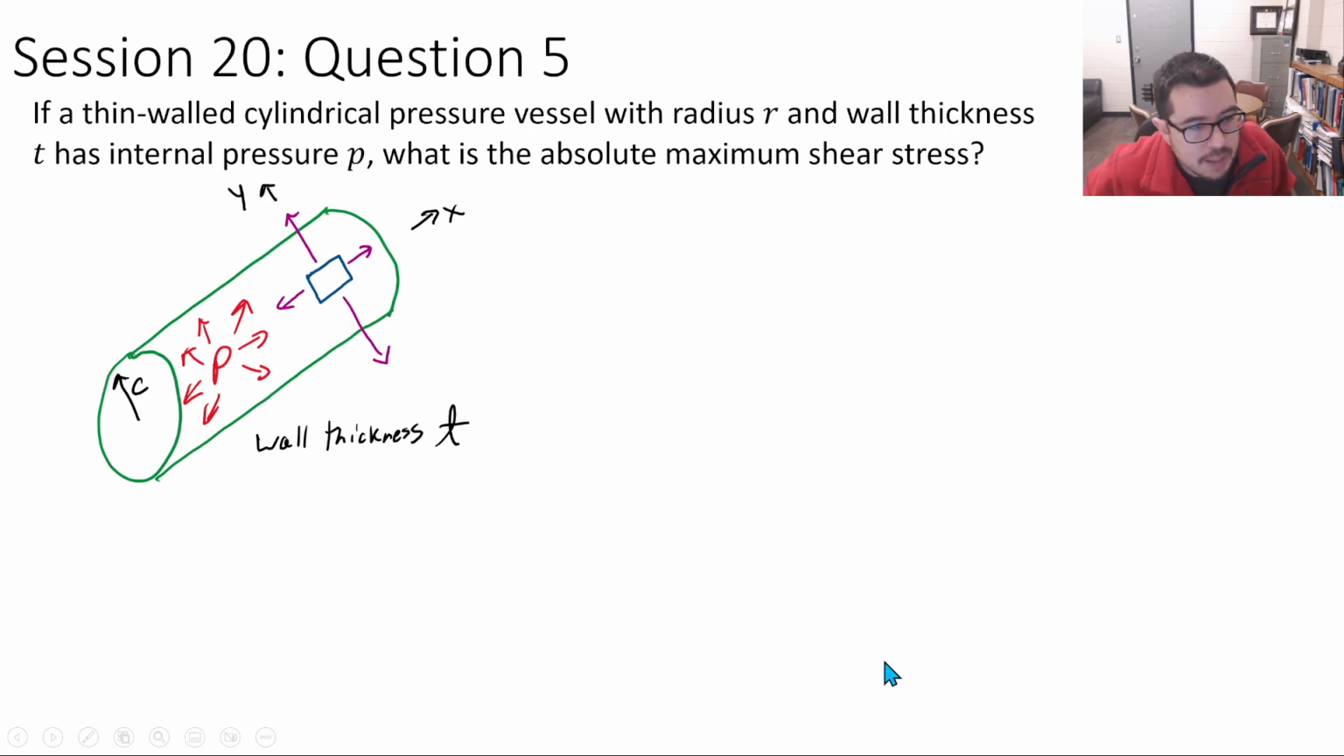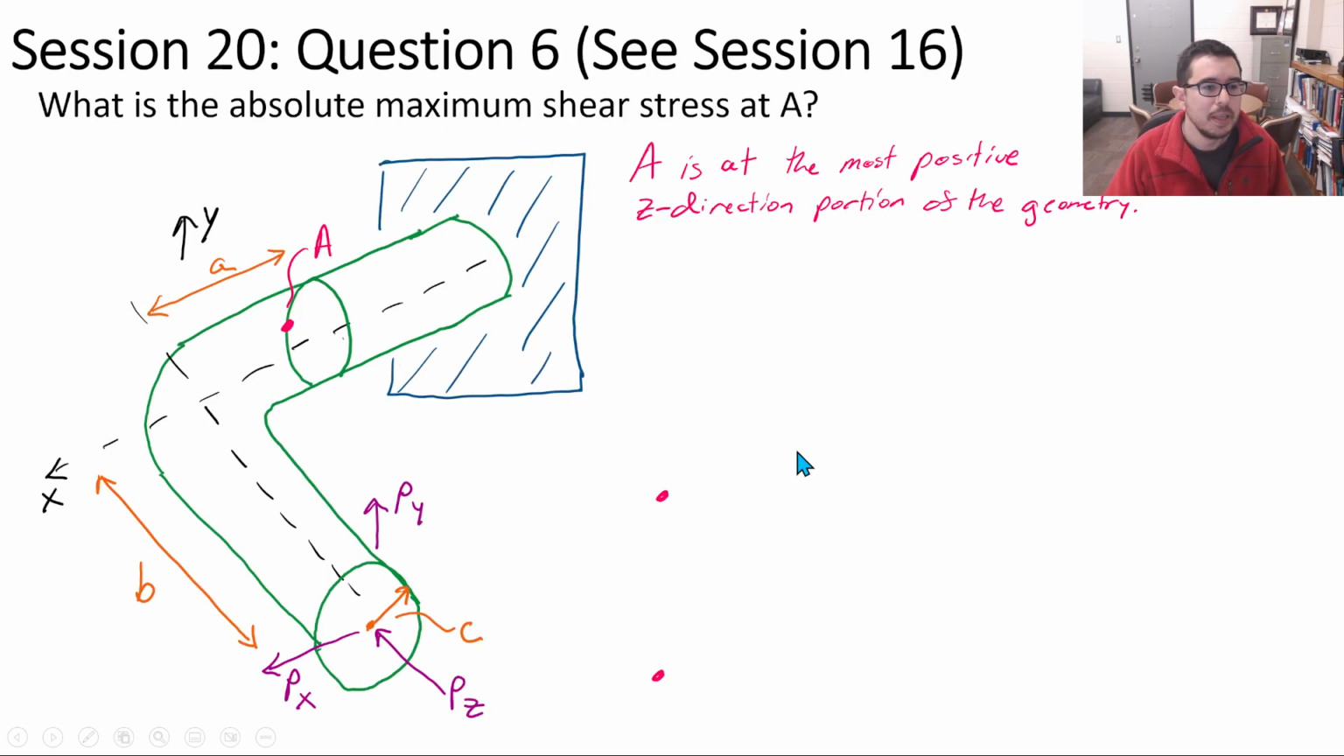Here is a question for the homework. It's looking at the cylindrical pressure vessel, and we're asking what is the absolute maximum shear stress. And the final question for this session is a return of a problem from session 16.